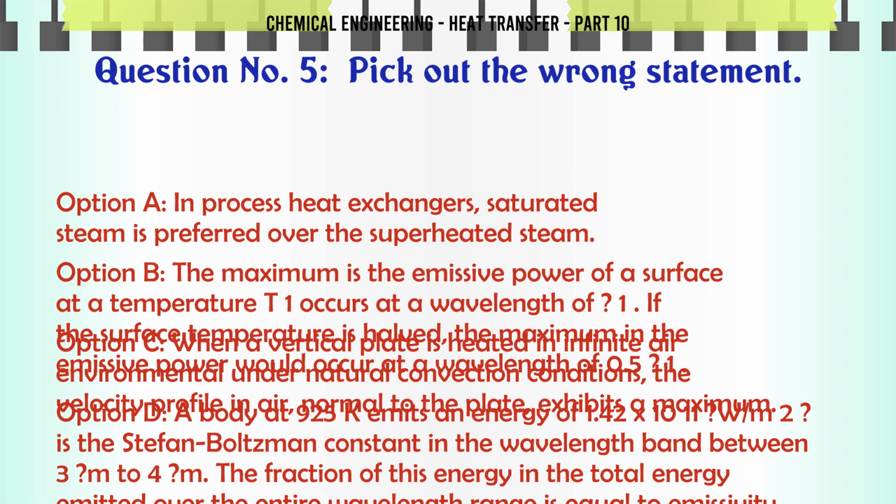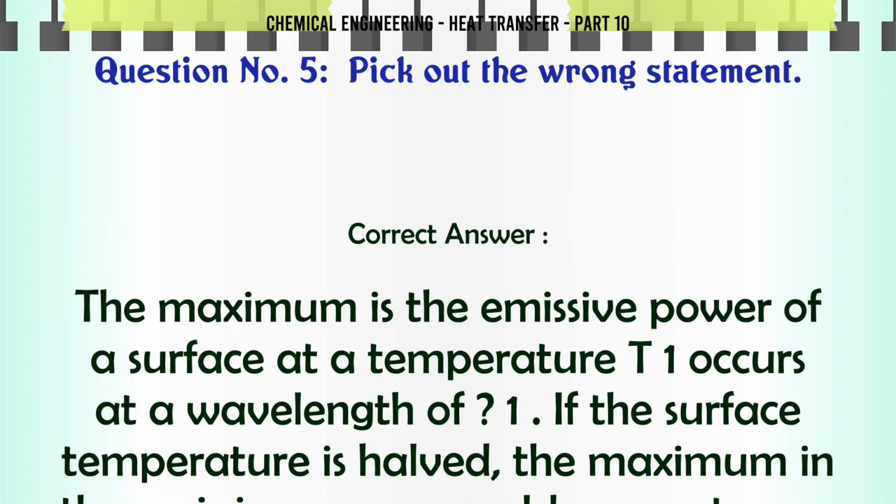D. A body at 925 K emits an energy of 1.42 x 10^11 watts/m2 (the Stefan-Boltzmann constant) in the wavelength band between 3 µm to 4 µm. The fraction of this energy in the total energy emitted over the entire wavelength range is equal to emissivity. The correct answer is: the maximum emissive power of a surface at a temperature T1 occurs at a wavelength of λ1. If the surface temperature is halved, the maximum in the emissive power would occur at a wavelength of 0.5λ1.